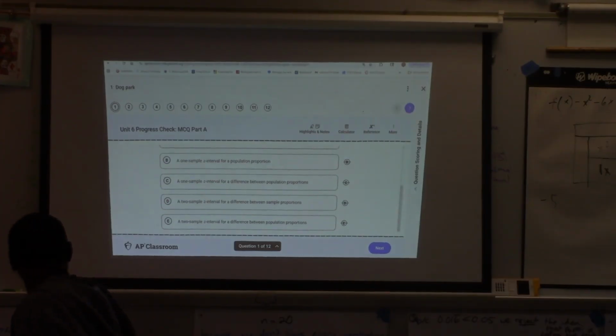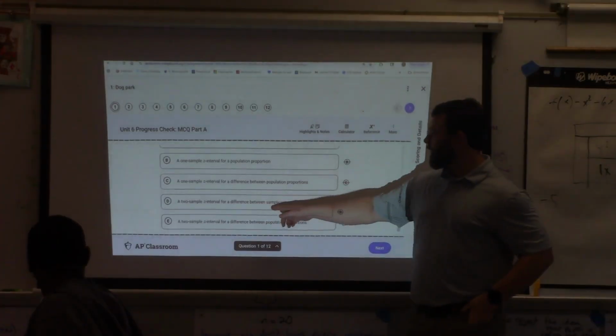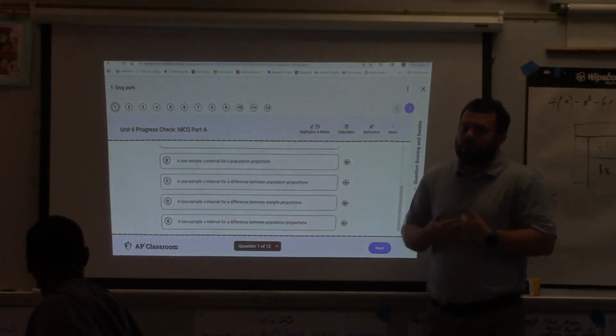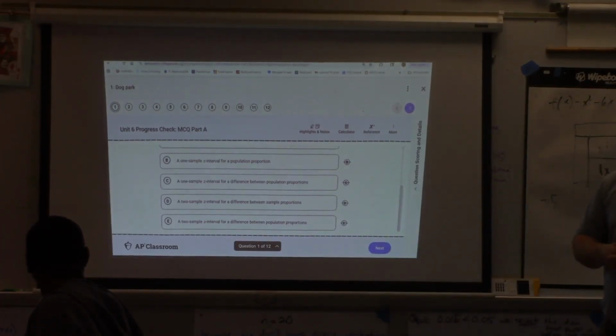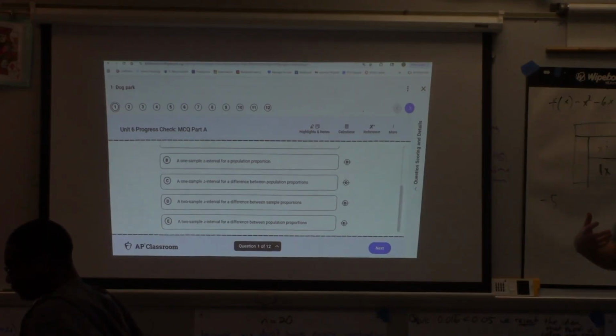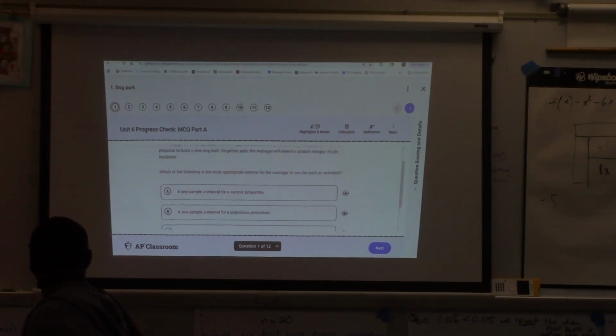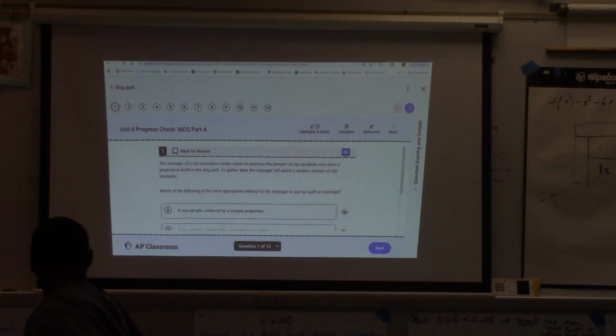Bottom one is a two sample Z interval for a difference between sample proportions. I don't need an interval for a difference in sample proportions, because you already have the samples. It's all about the population proportions. Why is E wrong? Because if you go back up and look, there's only one sample, right? I'm not looking at two different samples.